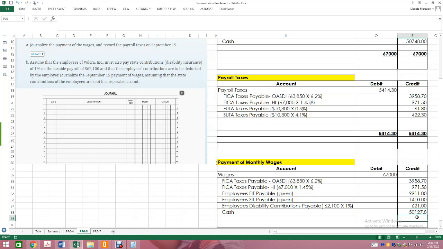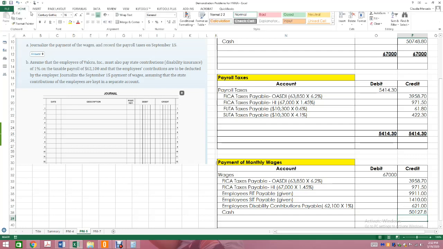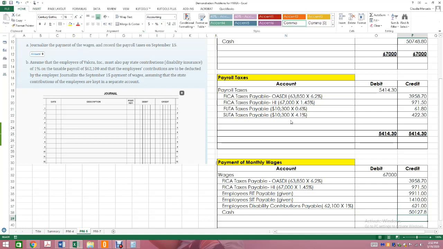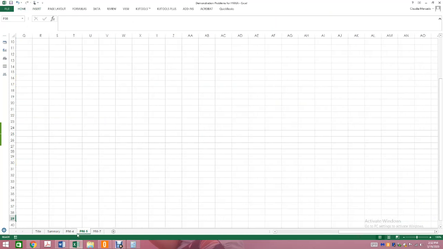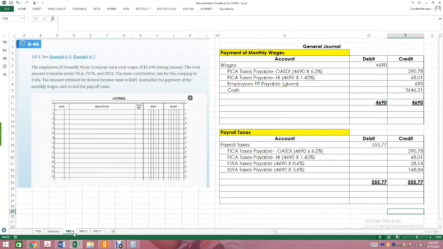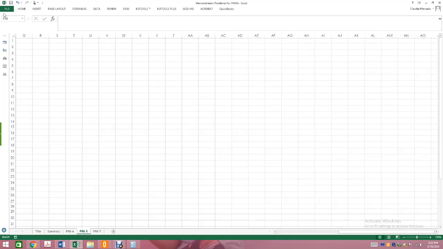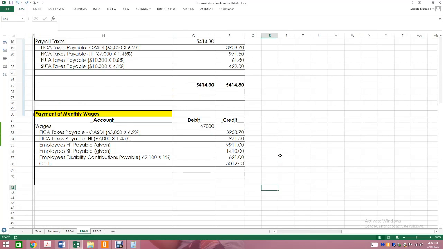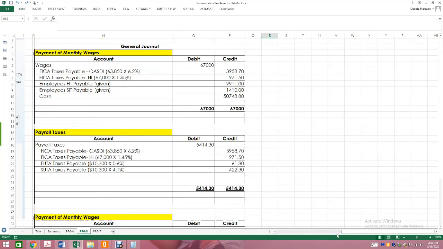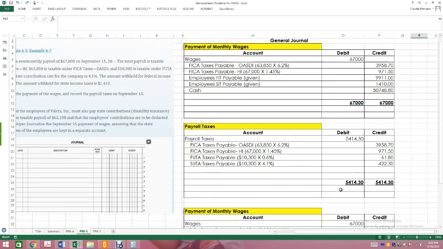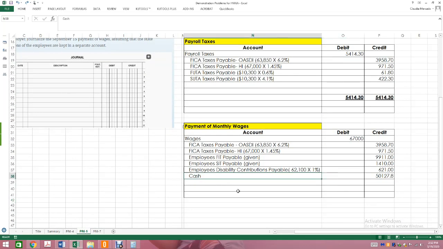Now, why is cash being credited? If you all recall from your accounting course, cash is an asset account. Its normal balance is a debit. Anytime you deposit money into the account, you debit. Anytime you take money out of the account, you credit.